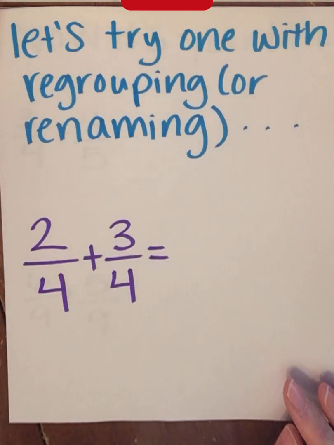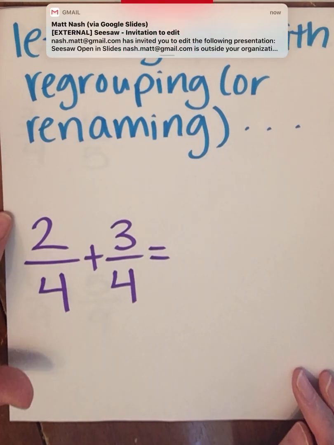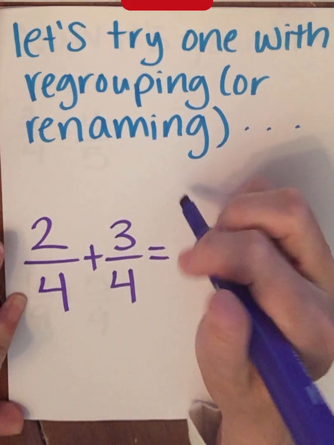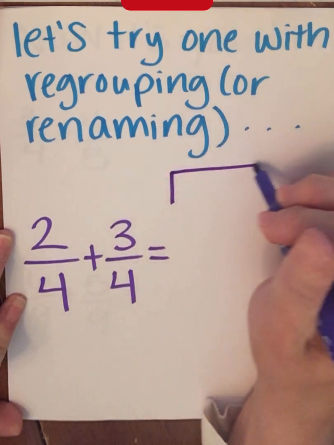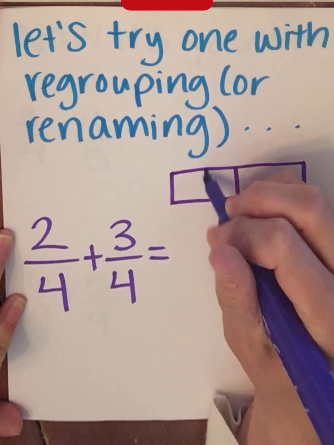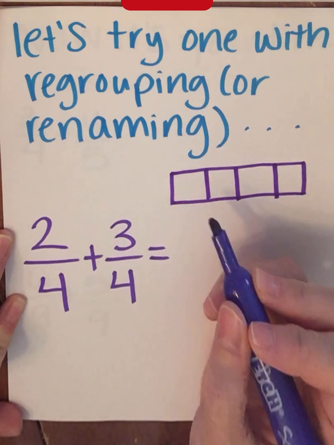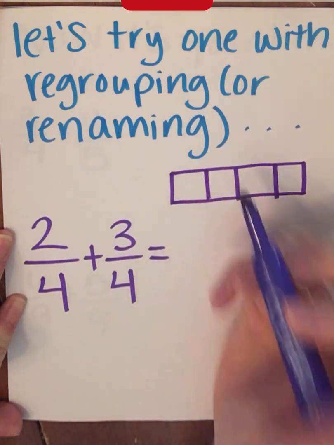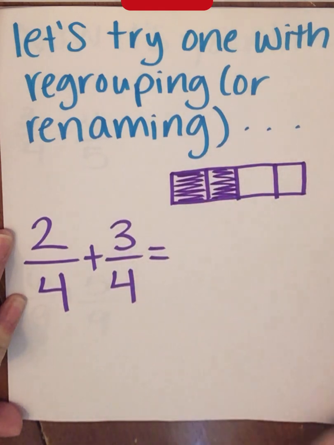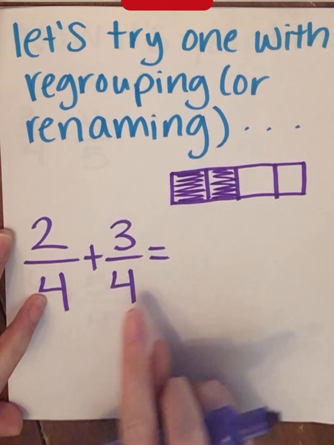Now, what would happen if I needed to regroup or rename? So take a look at this fraction problem right here, this addition problem, okay? I'm going to draw a model just to do a little demonstration for you here. I'm actually going to start out with my 2/4. So I split my model into 4 pieces, and then I shade in 1, 2, okay? And now I want to add 3/4.